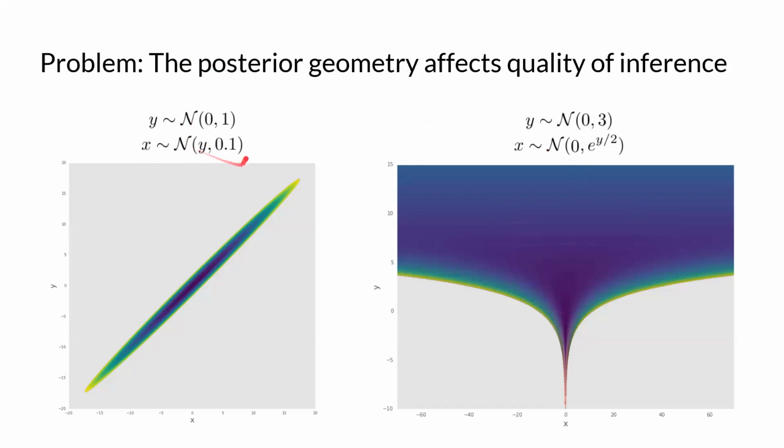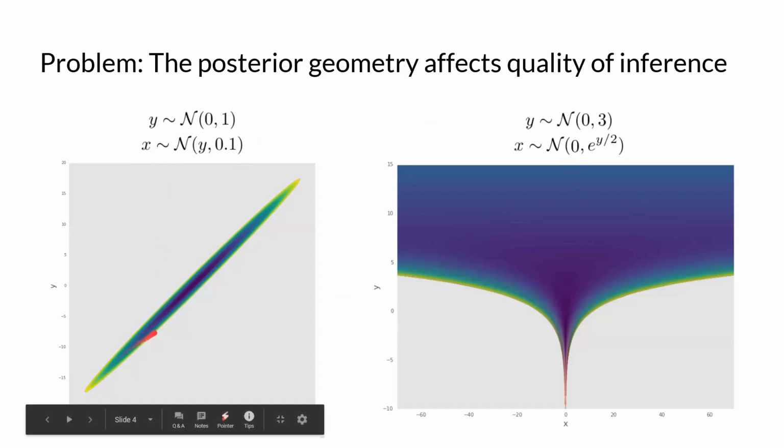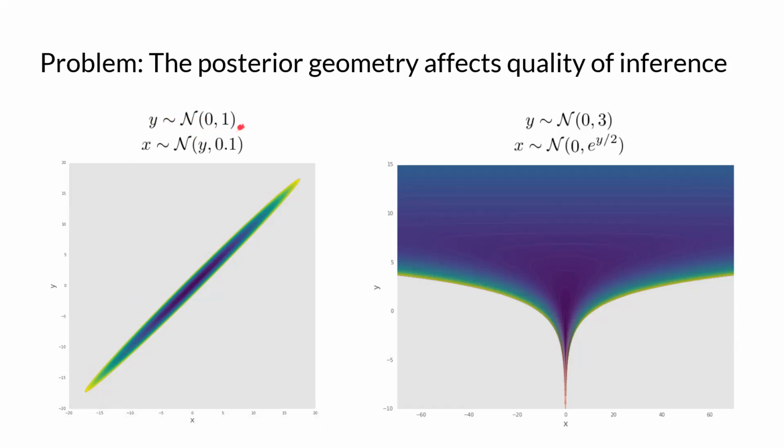So let's see the following example. Here we have a very simple model where X and Y are strongly correlated. And this is what their joint distribution looks like. Now, forget for a second that we can just sample Y from normal 0, 1, and then sample X from normal Y, 0.1, right?